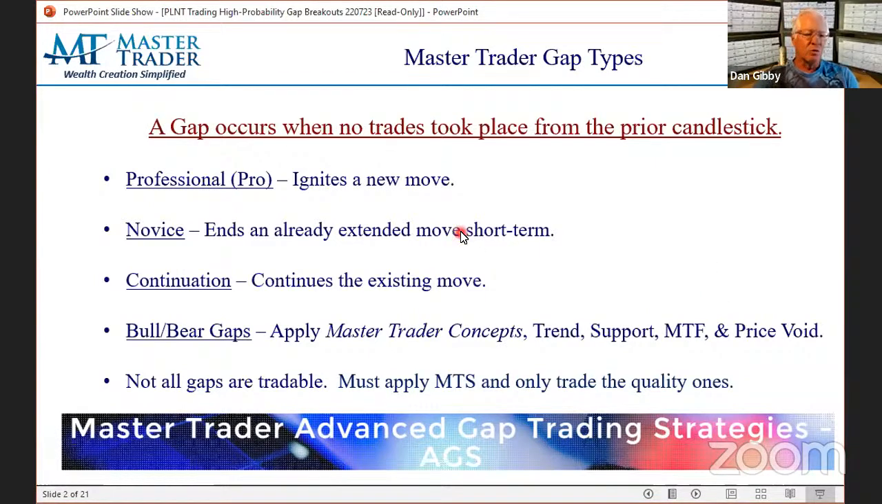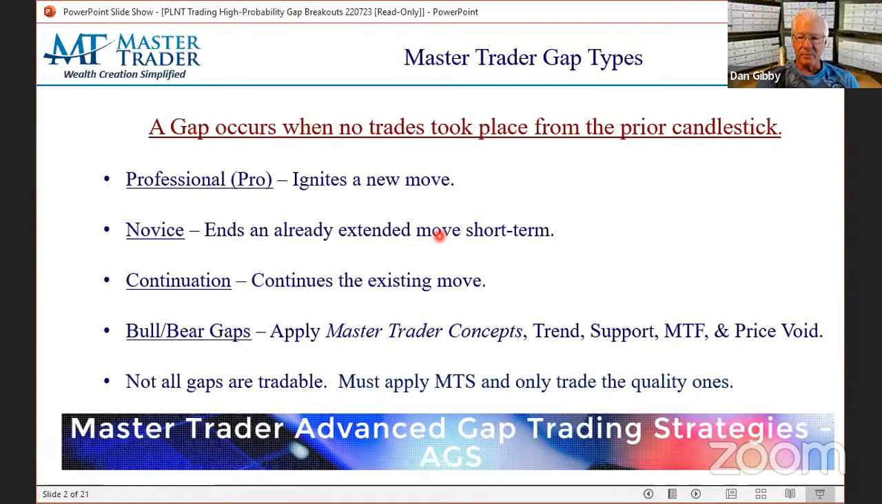Here's how we define the different categories of gaps. First of all, what is a gap? Very simply, it's no trades took place between those two candlesticks. They obviously occur more on the daily time frame because something closes at the closing price. There's a supply-demand imbalance the next day, and that opens up that issue at a different price.